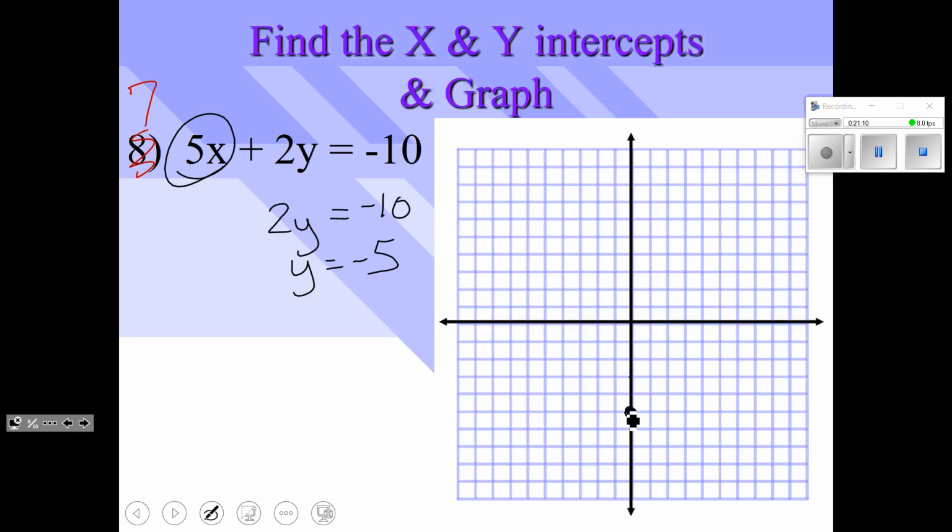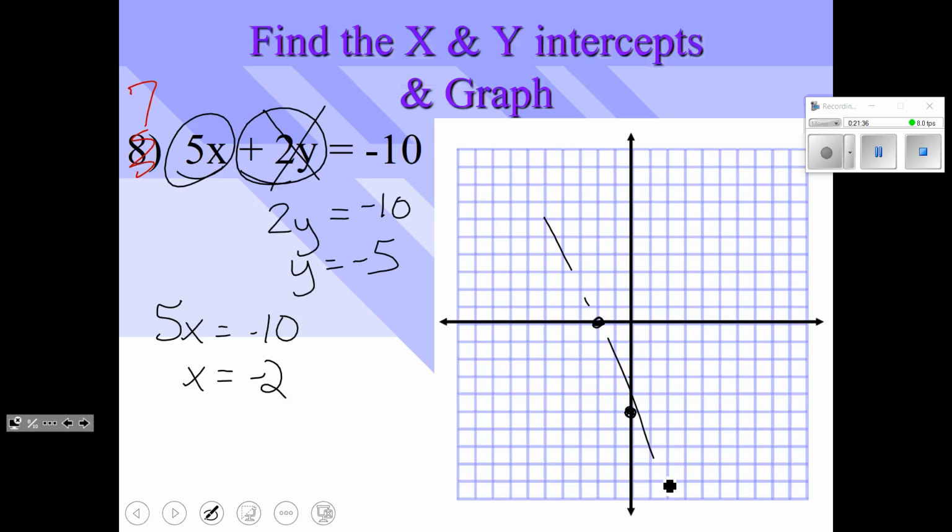Okay? And then if I plug in 0 for y here, what am I left with? 5x equals -10, so what would x equal? And if x is -2 and that's your x-intercept, where would we go for that? Up, down, right, or left? Left 2, because it's -2. And so there is your graph for it.